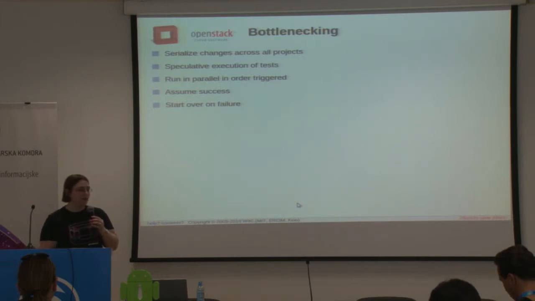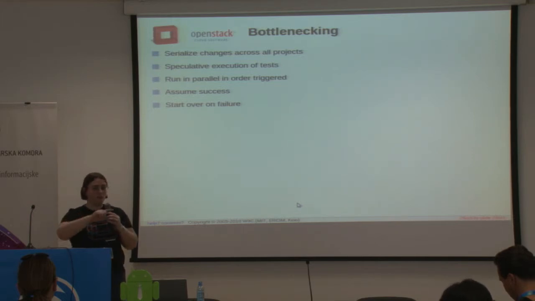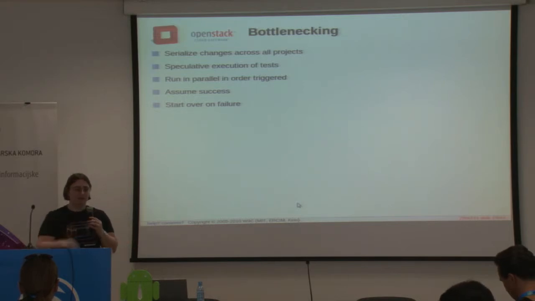We also assume that things are going to succeed. So when we have a list of changes that are in the queue, we'll build everything on top of the change that's in front of it. And then when that change fails, I'll show you in a moment, we kick that out and then start the tests over.